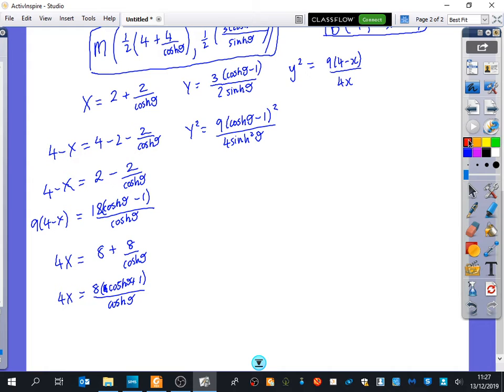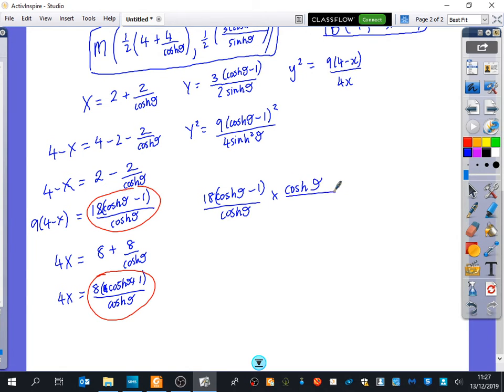Now the thing we're interested in is, what are we aiming for? 9 times that one divided by that one. So we want to do this one divided by this one. So we get 18 cos theta minus 1 over cos theta, times cos theta over 8 cos theta plus 1. The cos theta cancel out, 8 will cancel with 18 to make 9 and 4, so you get a 4 there and a 9 there. This whole thing is equal to 9, 4 minus x over 4x.